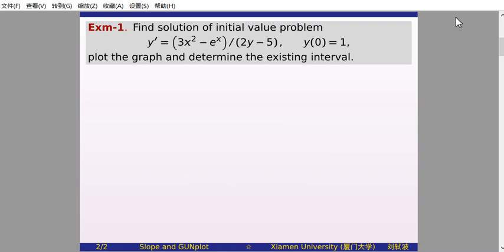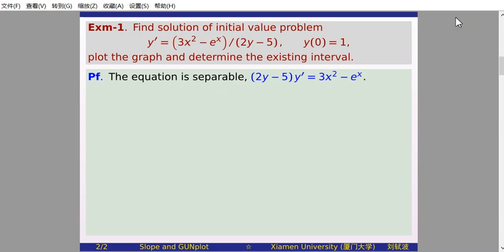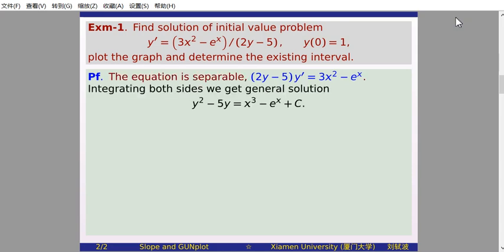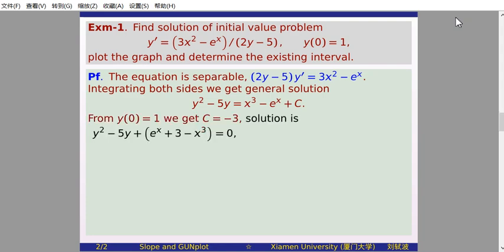The equation is separable, therefore we can rewrite it in this form, in blue. Then integrating both sides of this equality, we find that the general solution is given by this formula. Then we apply the initial value condition to determine the constant c here, and it is easy to see that c is -3. Therefore, the solution is implicitly given by this equality.